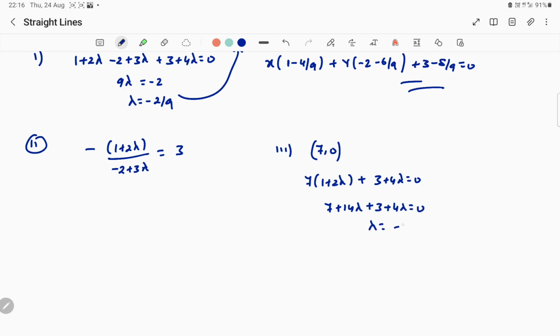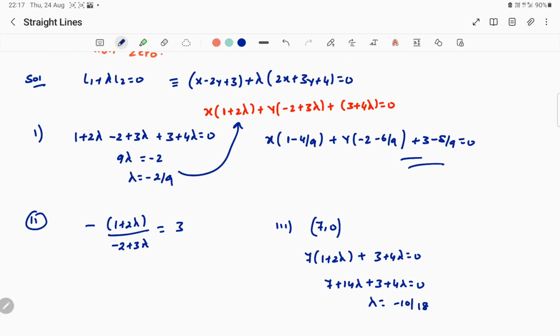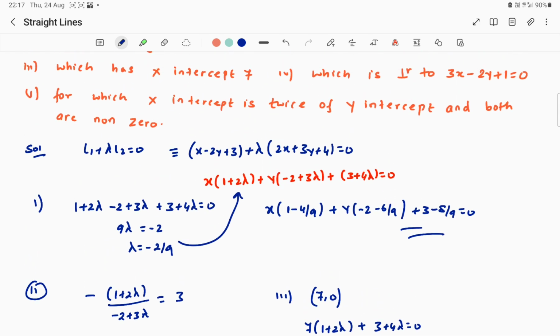So we got lambda is equal to how much? Minus 10 by 18. This lambda, substitute in the original equation. Original means this red equation. From there you will get the result.